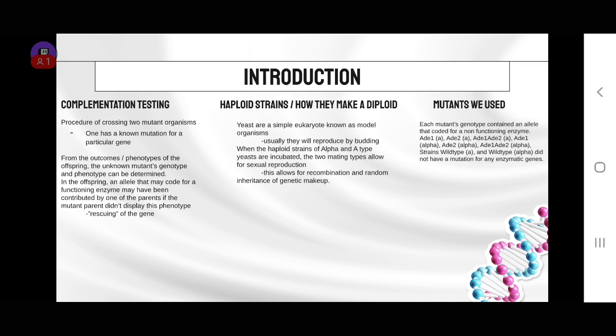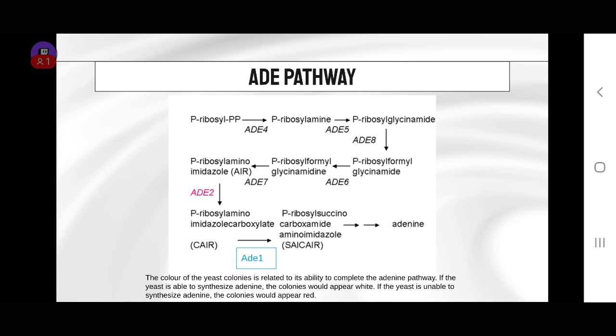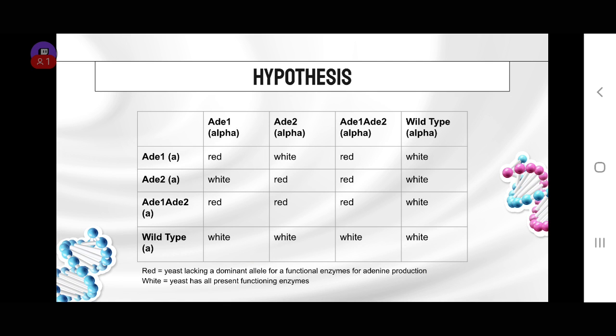We also have a wild type organism. It's one where the dominant phenotype is expressed. So the dominant phenotype in this case will be a functioning enzyme. The hypothesis of all the crosses involved looking at the type of mutant that was being crossed and determining if that gene will be rescued or not.